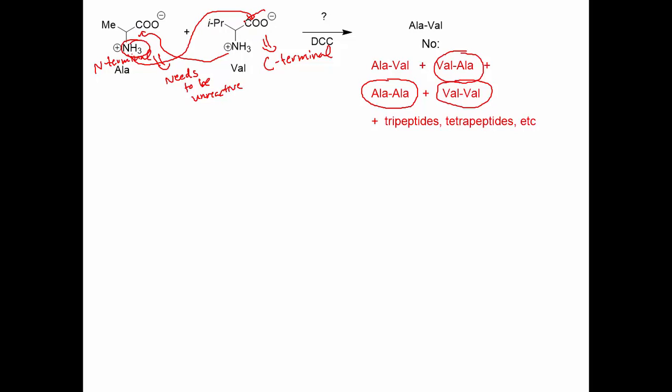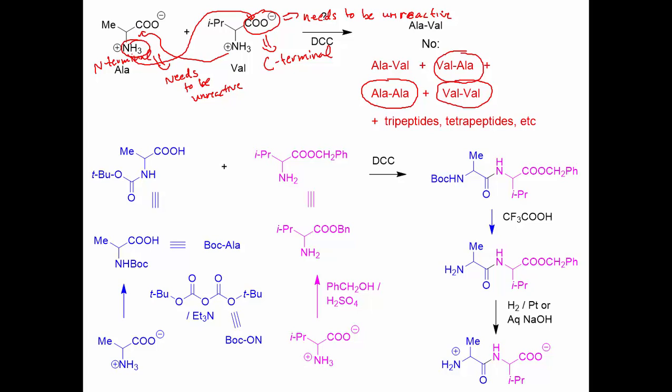Okay, and this carboxylic acid group also needs to be unreactive so that it isn't part of the amide. All right, so what we have to do is take the N-terminal amino acid alanine and protect that. And we need to take the C-terminal amino acid valine and protect its carboxylic acid group.